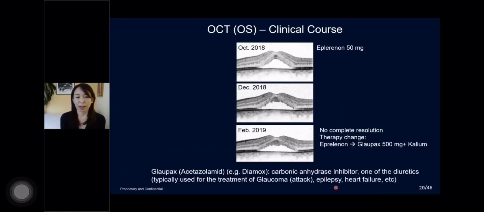And then what happened? For this patient, unfortunately, it didn't work at all, almost at all. From October to February last year, there was no complete resolution. Therefore, therapy was changed from eplerenone to Glaupax. So what is Glaupax? Maybe you know Diamox. This is acetazolamide, a diuretic, typically used in ophthalmology for glaucoma attack, or sometimes for heart failure. For CSC, it is off-label use, but also widely used.